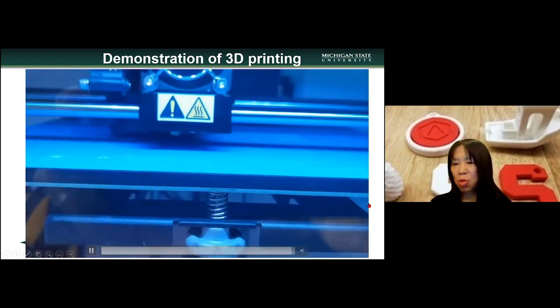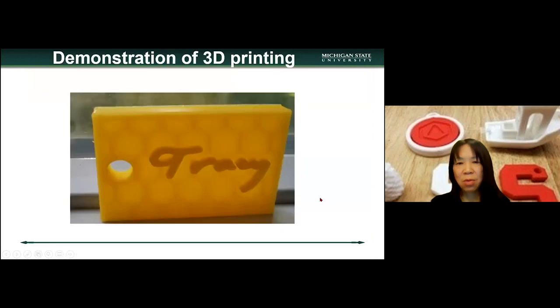It's going to take about 20 minutes. So this is the final keychain. I'm using different models, so that's why it's not exactly the one we created, but that's a little cursor for Tracy here. So that's basically the whole process, the 3D design and then the 3D printing process.